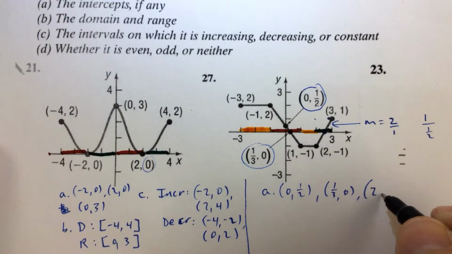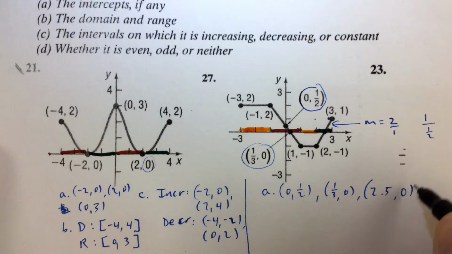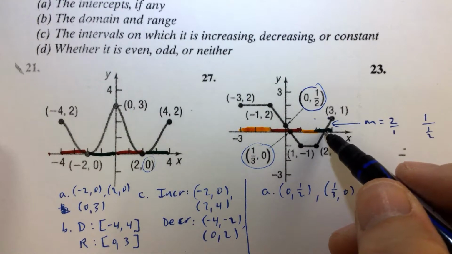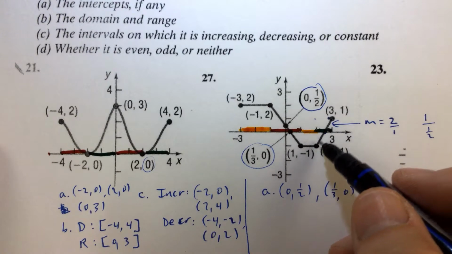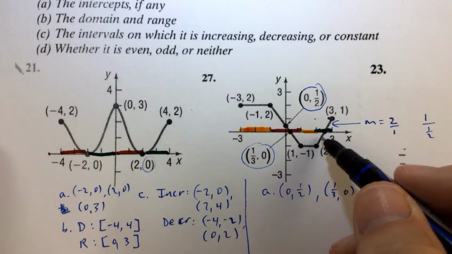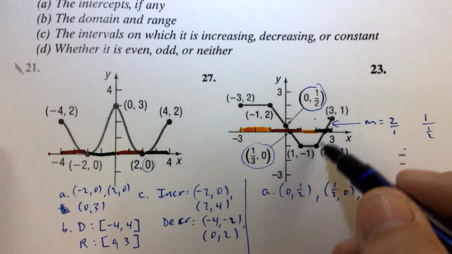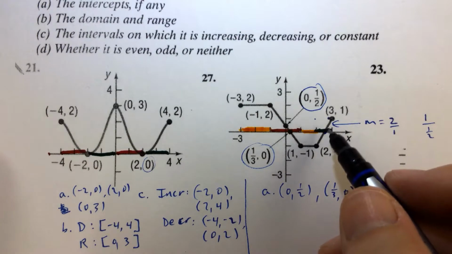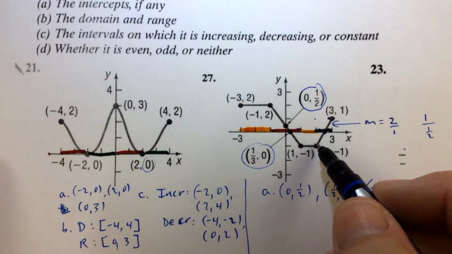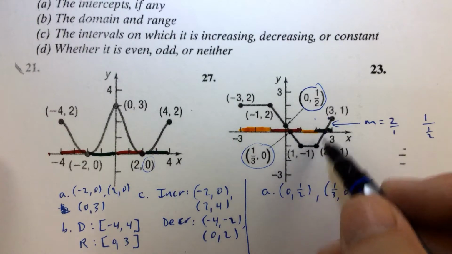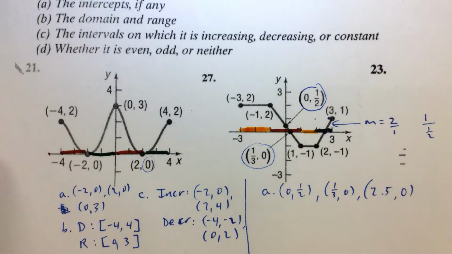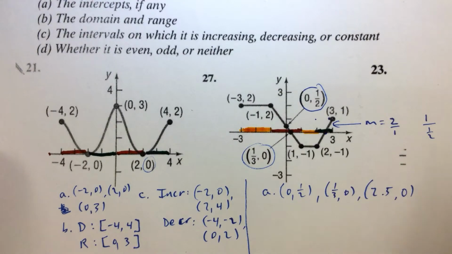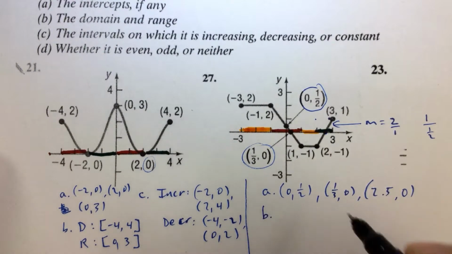So I'll just leave it as (2.5, 0). It looks like 2.5, but you can't go by what it looks like. You have to understand that if the slope is up 2 and over 1, then it would be up 1 and over 1/2. Up 2 and over 1, up 1 and over 1/2. I'm trying to think of what else to say for that, but I don't want to restart my video. So if you need help on that, let me know.